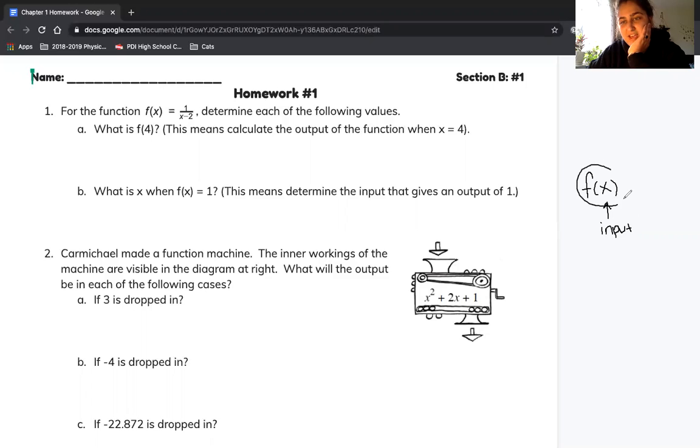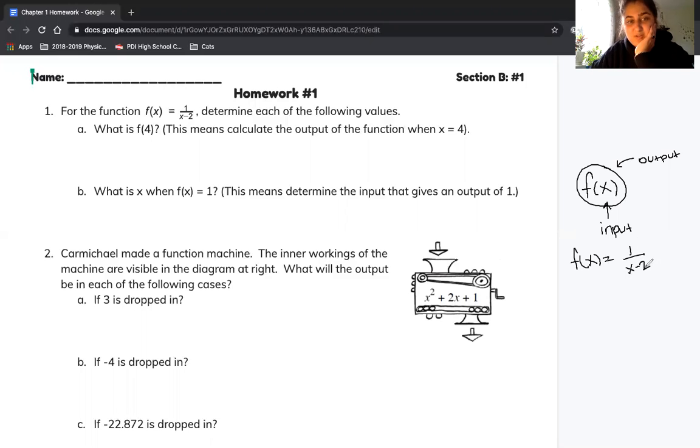And the whole thing, f of x, is going to be our output. So you can think of f of x as another way to say y, or write y. Okay. So x is our input, f of x is our output. So when we see something that says f of x equals 1 over x minus 2, that's saying that the function f of x equals this.